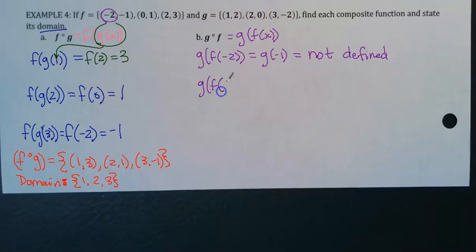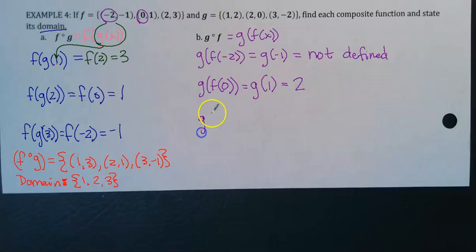G of f of, okay, so if I go back to my f's, my next one up is 0. So I'm going to put a 0 in. When I put a 0 in for x in function f, I get a 1 out. So now I'm going to put a 1 in for my g. So I go to my g function, I do have a 1. When I put 1 in, I get 2 out.